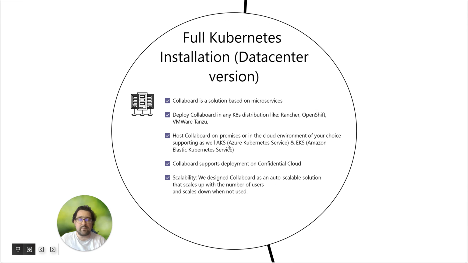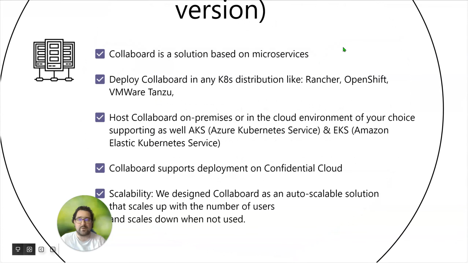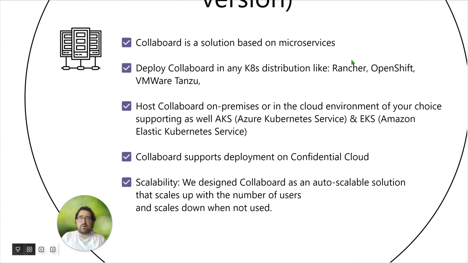Now, if you're thinking about the full Kubernetes installation, which is basically the data center version of Collaboard, here it's important to mention that Collaboard is a solution that's based on microservices. And you can deploy Collaboard in any Kubernetes distribution like Rancher, OpenShift, VMware Tanzu, and so on. So in the end, it's highly flexible. And for us, it was super important to work with microservices, as that is the state of the art, and also has a lot of benefits regarding security.